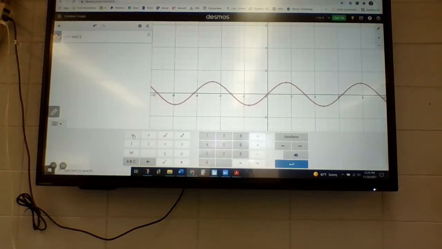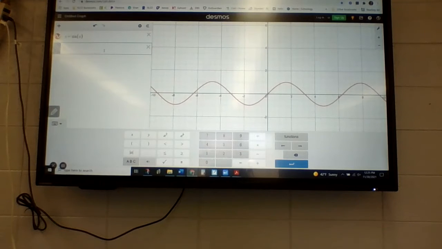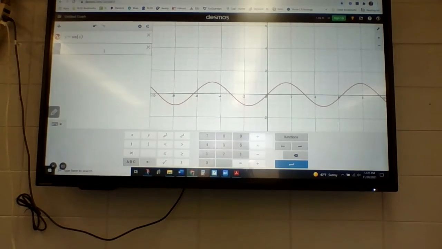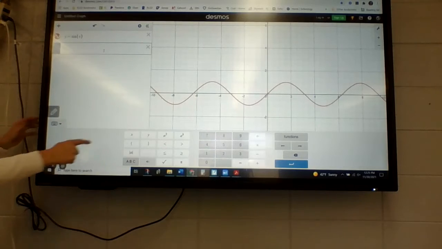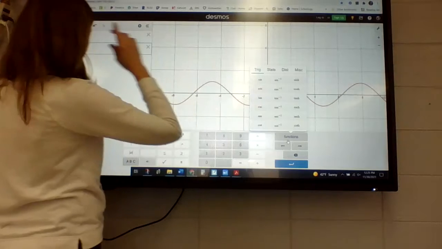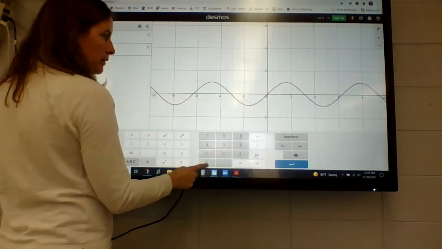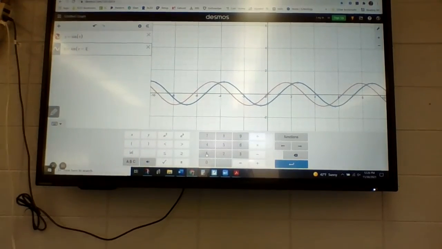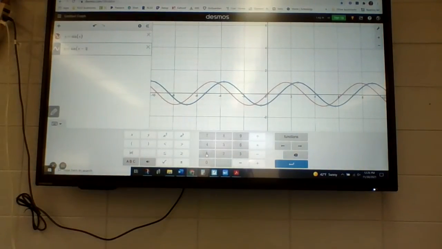Now I want you to leave that one there so that you can compare it to one that we're going to graph similar to that. The nice thing about Desmos is it's colored, so it'll change colors for us for the next one we want to graph. So I'm going to do y equals sine of x, and we're going to add or subtract something to that x. Right now sine of x is the same, but let's subtract 1. So I subtracted 1 from the sine of x, or sine of x minus 1.